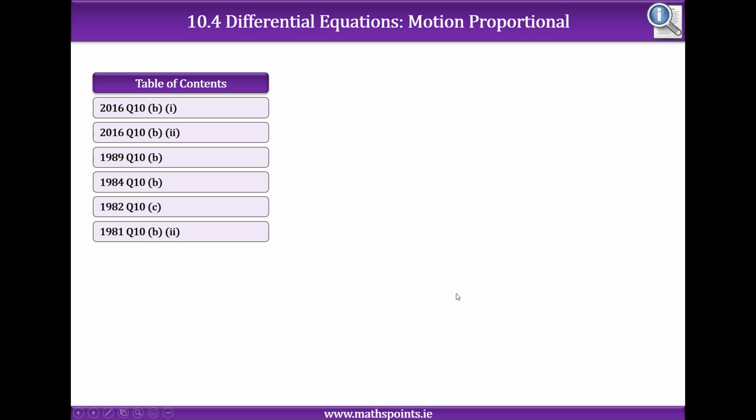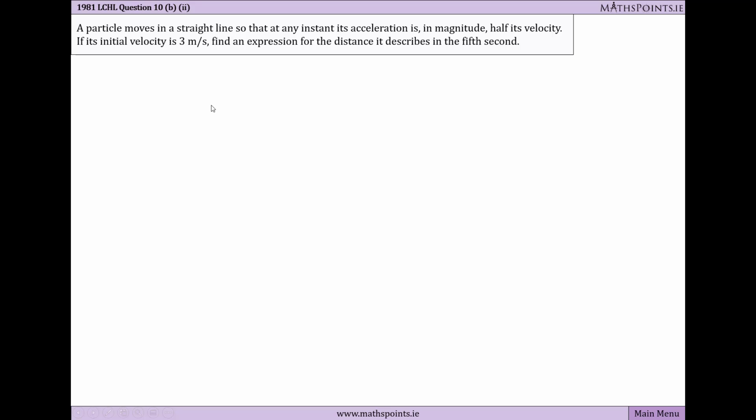So we're going to have a look at a differential equation from 1981. In this question, we're told that a particle moves in a straight line so that at any instant its acceleration, which we are going to call a, is equal to half its velocity. So a equals a half of v.